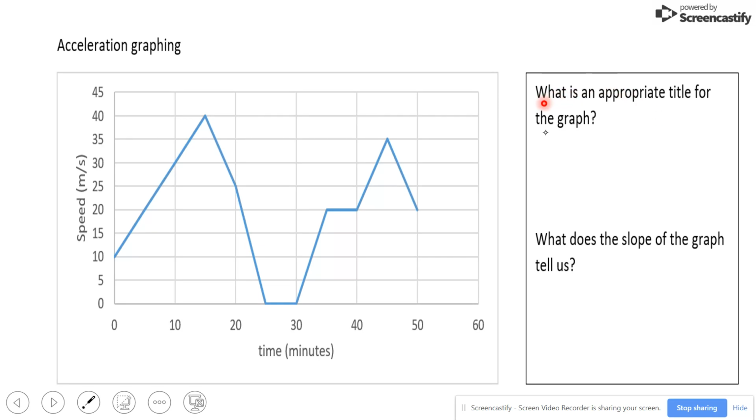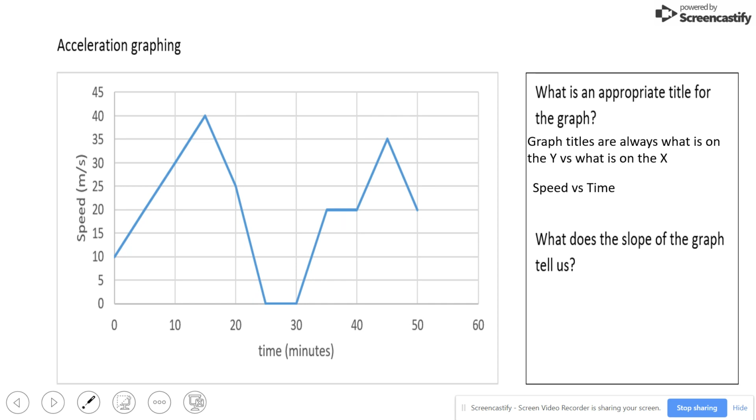So first thing we're going to look at is what is an appropriate title for the graph. So anytime you are graphing something, what the title should be is always whatever is on the Y versus whatever is on the X. So in this instance, our speed is on the Y, our time is on the X. So it should be a speed versus time graph.